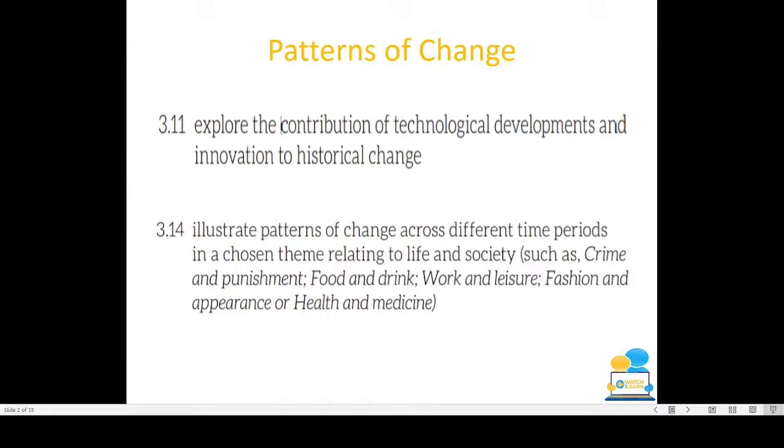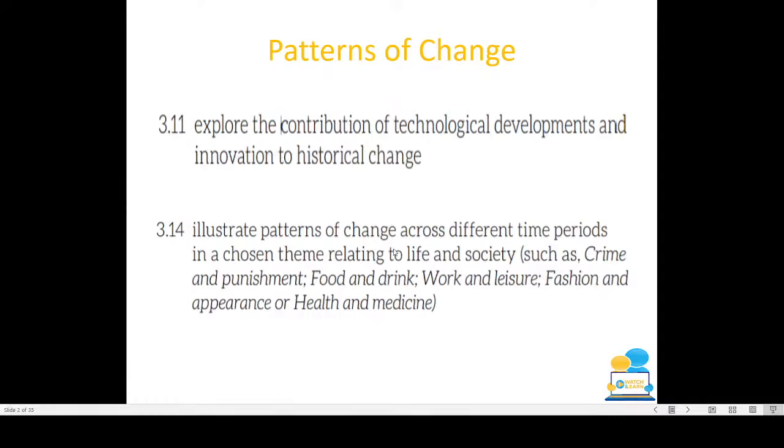So if we have a look first, we'll start off with the two learning outcomes that specifically relate to patterns of change. The first one here is 3.11, and that says to explore the contribution of technology developments and innovation to historical change. And secondly, 3.14, which is to illustrate patterns of change across different time periods in a chosen theme relating to life and society, such as crime and punishment, food and drink, work and leisure, fashion and appearance, or health and medicine. And in particular, this is the one we are going to look at today. We're mostly looking at 3.14.